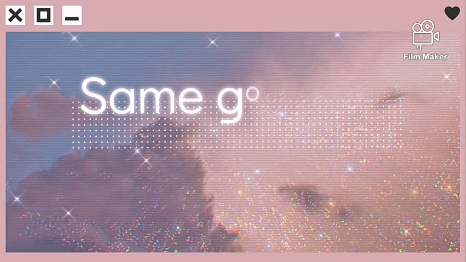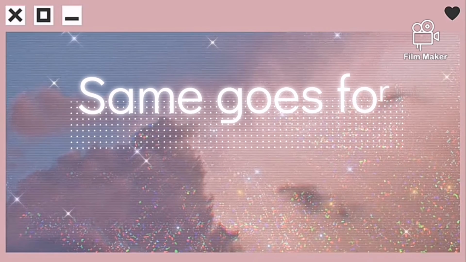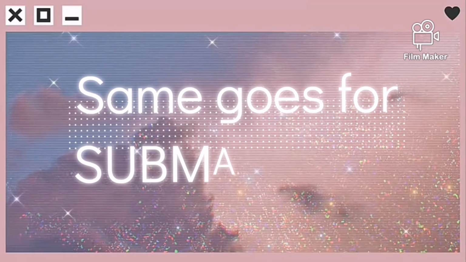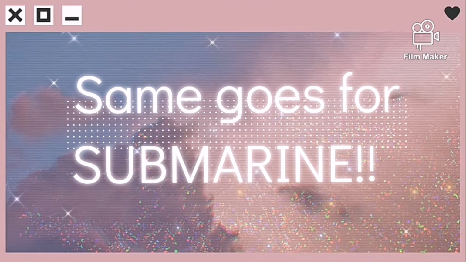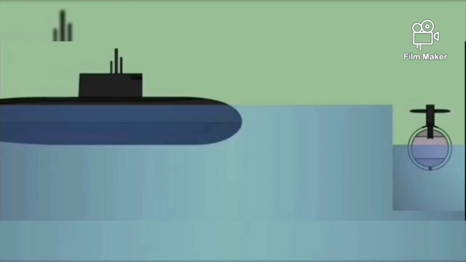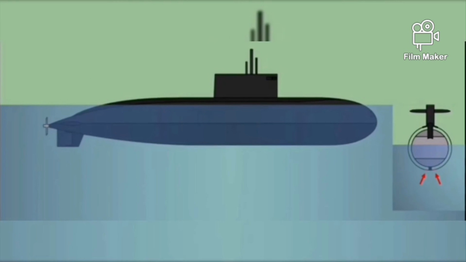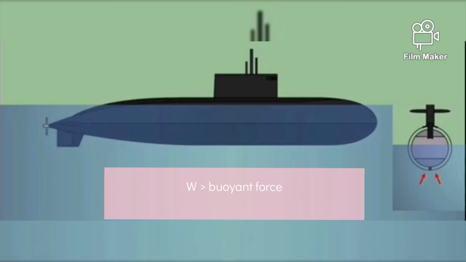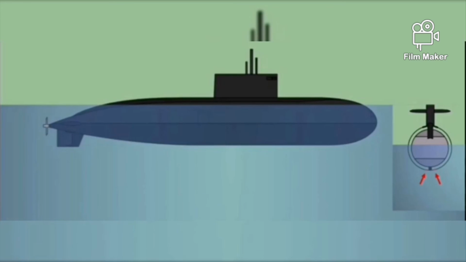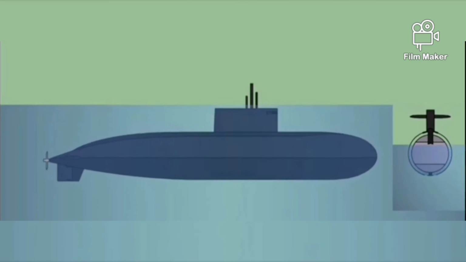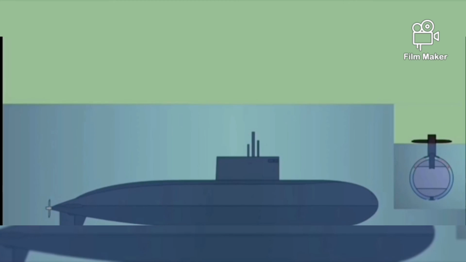Now that we understand the concept of Archimedes' principle, let's apply the same concept to the submarine. To control its buoyancy, the submarine uses a ballast tank that contains water. When diving, the lid is opened, allowing the air to escape, and water is pumped into the ballast tank. This causes the weight of the submarine to increase. This means the weight of the submarine is more than its buoyant force, so there is a net downward force, causing the submarine to sink.